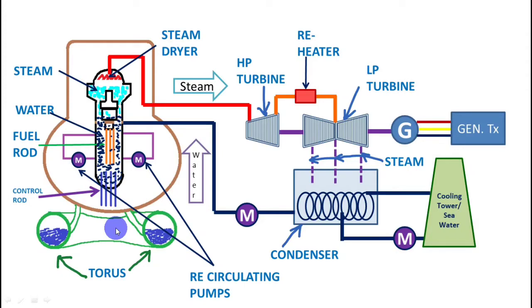There are mainly two moderators used in the different types of nuclear power plants: one is light water and another is heavy water. In a boiling water reactor, light water is used as the moderator. Now when the nuclear reaction takes place, it generates heat. This heat needs to be used to generate steam. So we need water, a coolant system, to cool the nuclear fuel or the core.